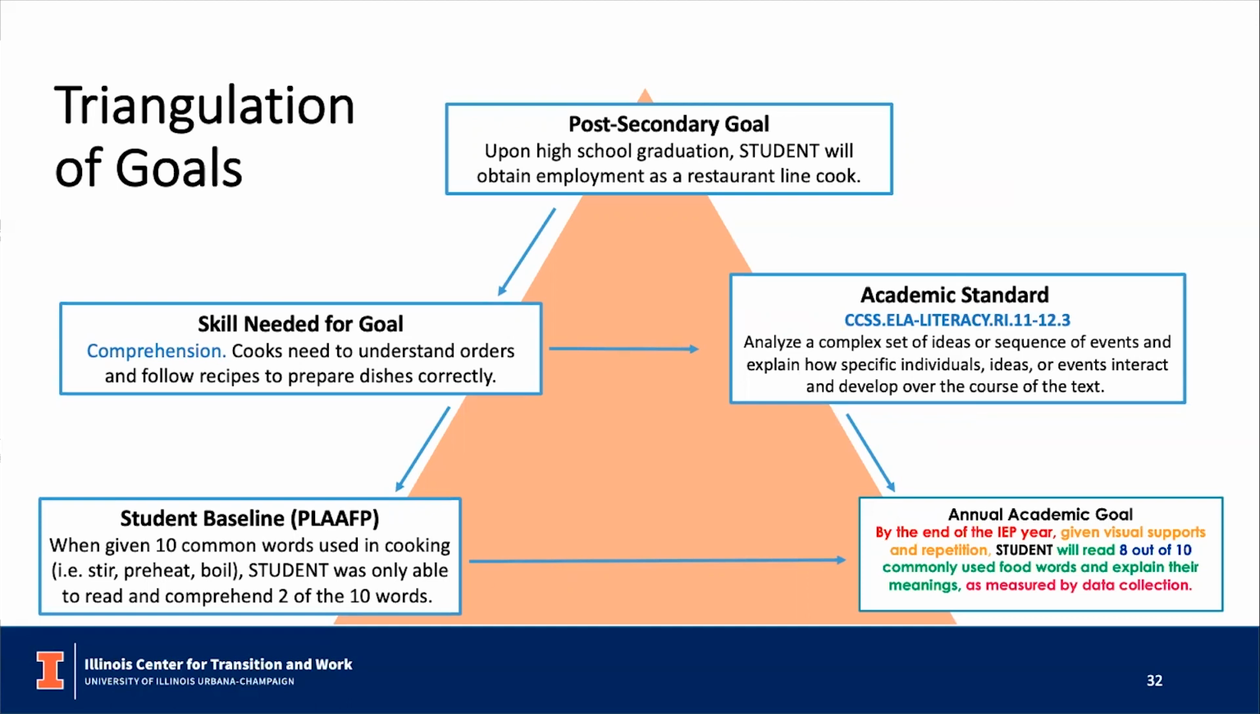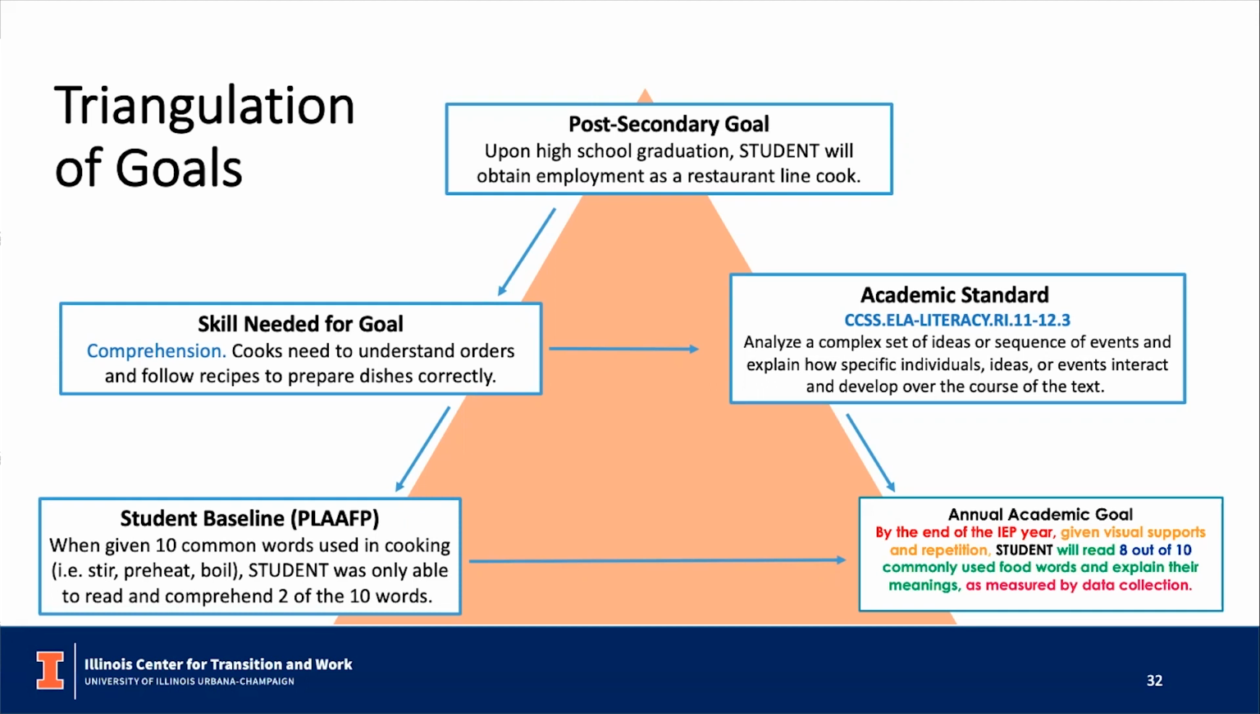So here's our example. Upon high school graduation, student, again, we're going with a generic one, but we would want to use that student's name. We'll say Mariah here, will obtain employment as a restaurant line cook. That's her post-secondary goal. Okay, so now when digging into some of the skills that the student is still working on, and we know are going to be really important, the skill needed for the student to get to that post-secondary goal, one of them is going to be comprehension. Cooks need to understand orders and follow recipes to prepare dishes correctly.